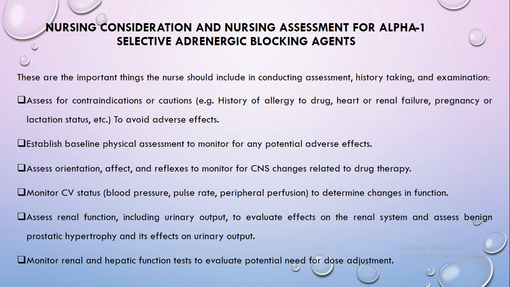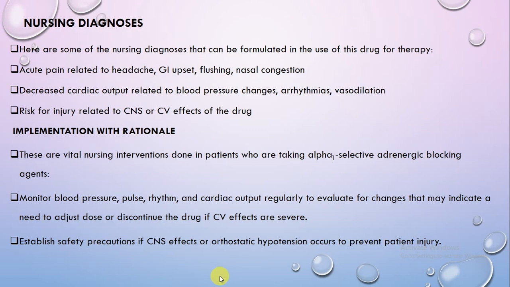You should also assess, because it's an ethical responsibility, the renal function of the patients, including the urinary output, to evaluate the effect on the renal system, and assess benign prostatic hypertrophy and its effect on the urinary output. You should also monitor the renal and hepatic function tests to evaluate the potential need for dose adjustment, which is also very mandatory. In nursing diagnosis, you are responsible.